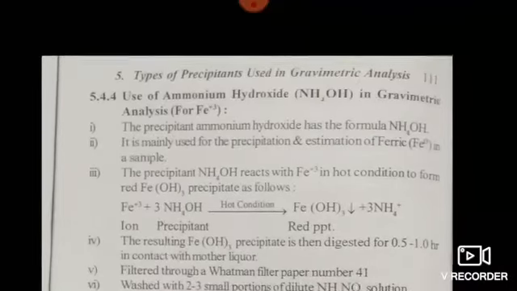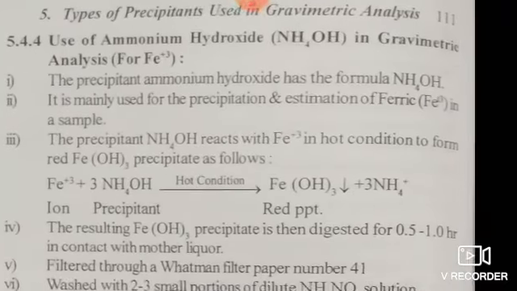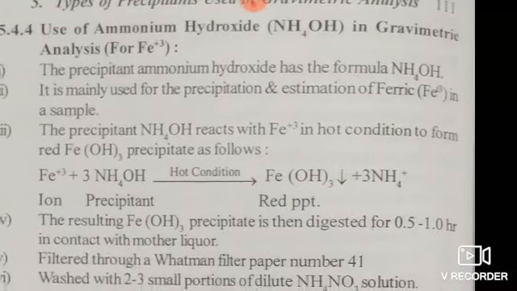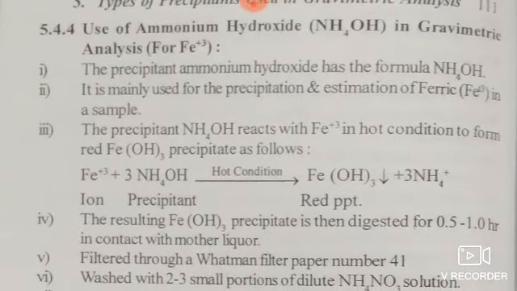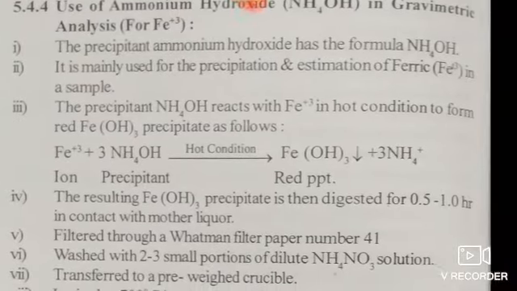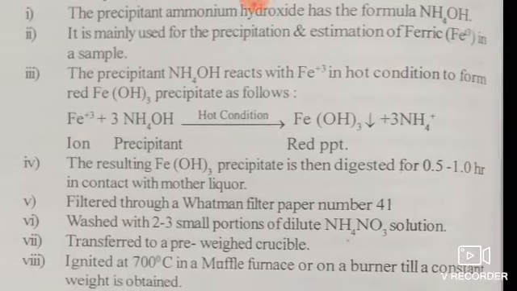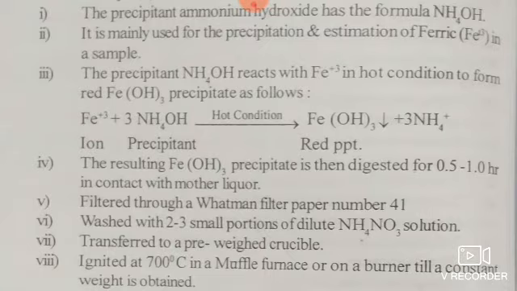The use of ammonium hydroxide in the gravimetric analysis of iron, that is, ferric Fe+3 ion. The precipitant ammonium hydroxide has the formula NH4OH. It is mainly used for the precipitation and estimation of the ferric ion, Fe+3, in the sample. The precipitant ammonium hydroxide reacts with the Fe+3 ion in hot condition to form a red Fe(OH)3 precipitate as follows. Let's see what the reaction is.